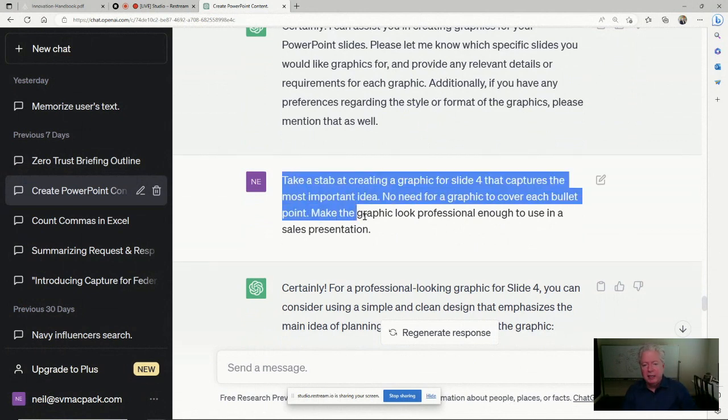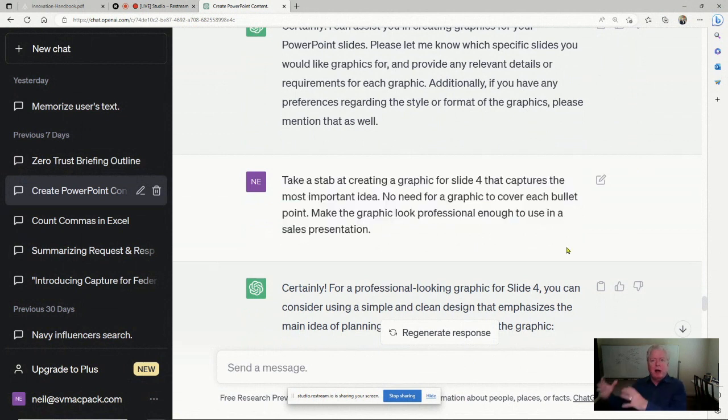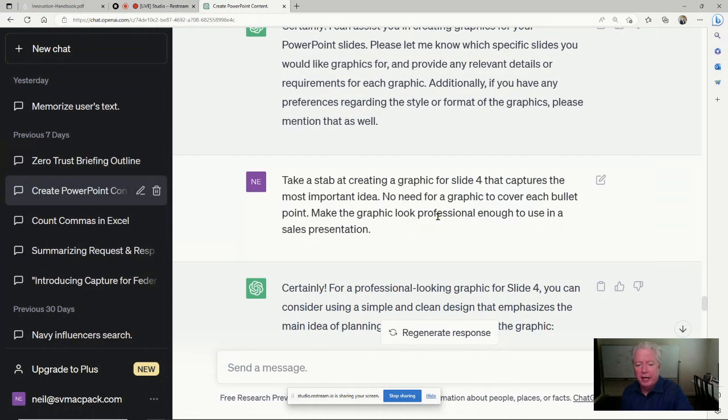And I said, take a stab at creating a graphic for slide 4 that captures that most important idea of planning. And then I said, I don't need a particular unique graphic for each. I'm just looking for one that kind of gives it that look. What I was looking for was this that you see, right? And so that's what I was telling it.